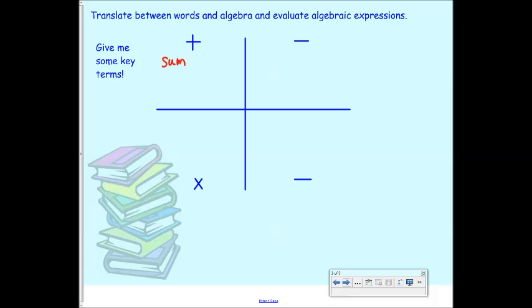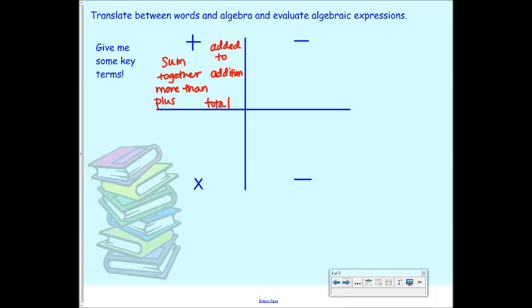Together. More than. So you might say like 7 more than x, which would be like x plus 7. Good. All right. Any others? Plus, yeah. Plus. Added to. Addition. Total. All right, there might be some others, but those are kind of the basic ones.